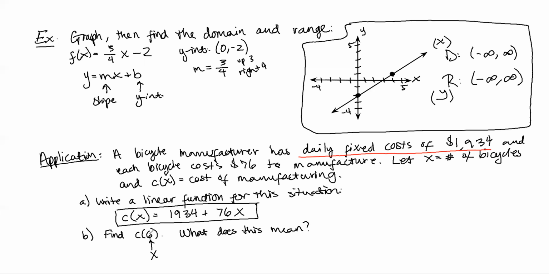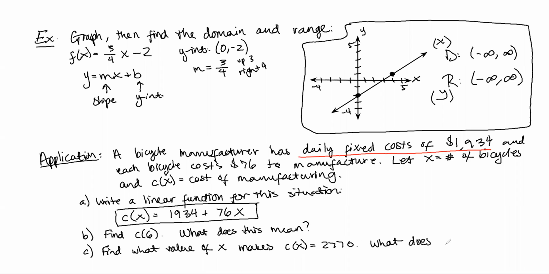And then part C says find what value of X makes C of X equal 2,770, so 2,770. And then they ask, what does this mean?